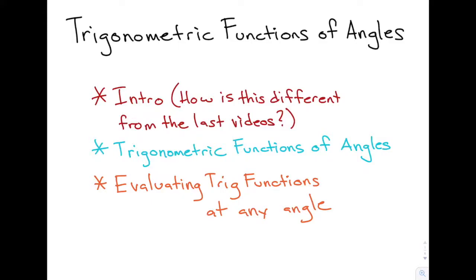In this video, we'll talk about trigonometric functions of angles. In the last video, we talked about trigonometric ratios for acute angles, that is, angles defined specifically in a right triangle. Now we'll extend the definition of the trigonometric ratios to all angles. We'll go through the trigonometric functions of angles, and then we'll go through evaluating trig functions at any angle. I've got a process for you all to follow as we begin to work through these.